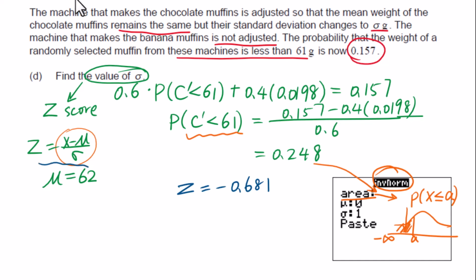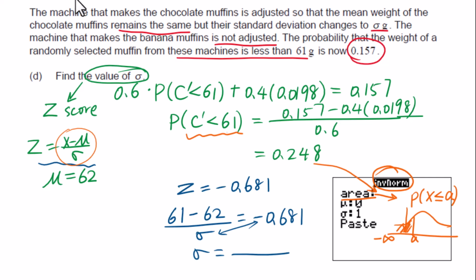Then we will use this formula. X is 61 minus 62 over sigma equals negative 0.681. Switch these two. Sigma equals 61 minus 62, which is negative 1, over negative 0.681, which equals 1.47.